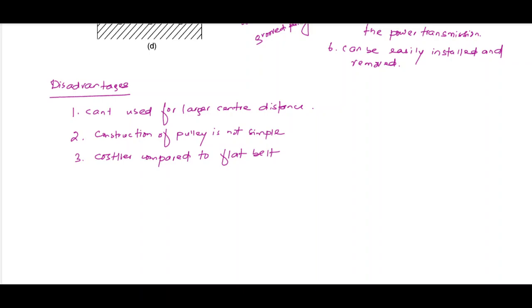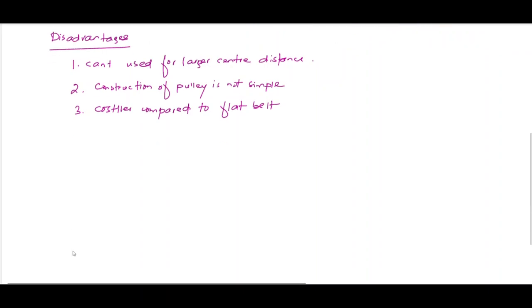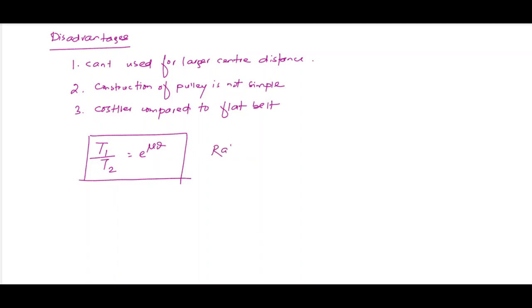So these are the few categories. Another correction I would like to tell you regarding the ratio of tension in my previous video: I told you ln T1 by T2 is equal to e to the power mu theta, but it is actually T1 by T2 is equal to e to the power mu theta. Remember this formula for ratio of tensions.